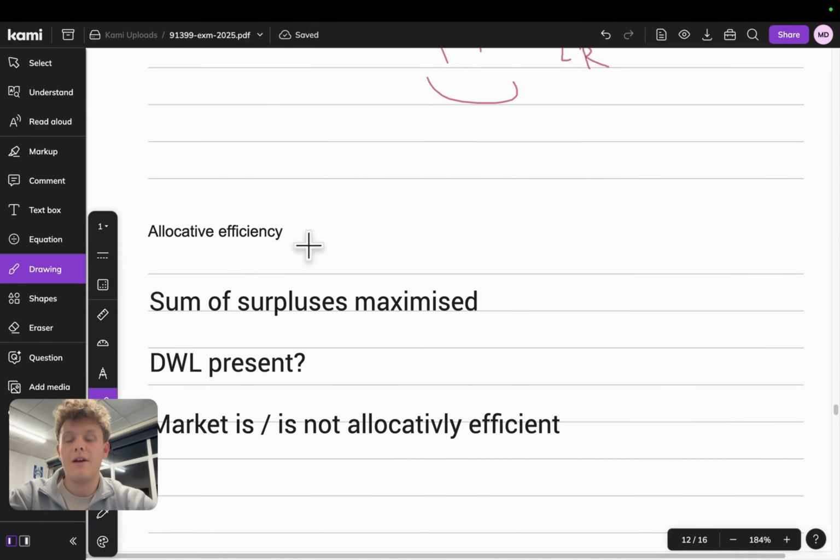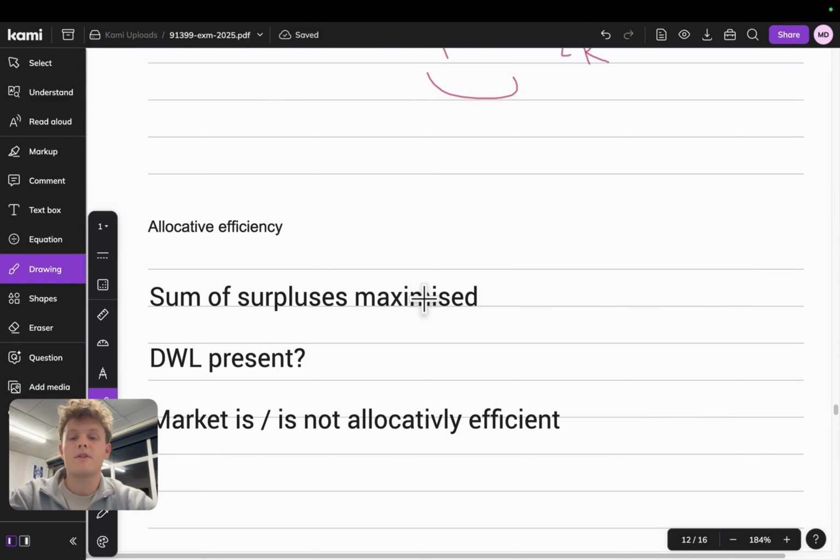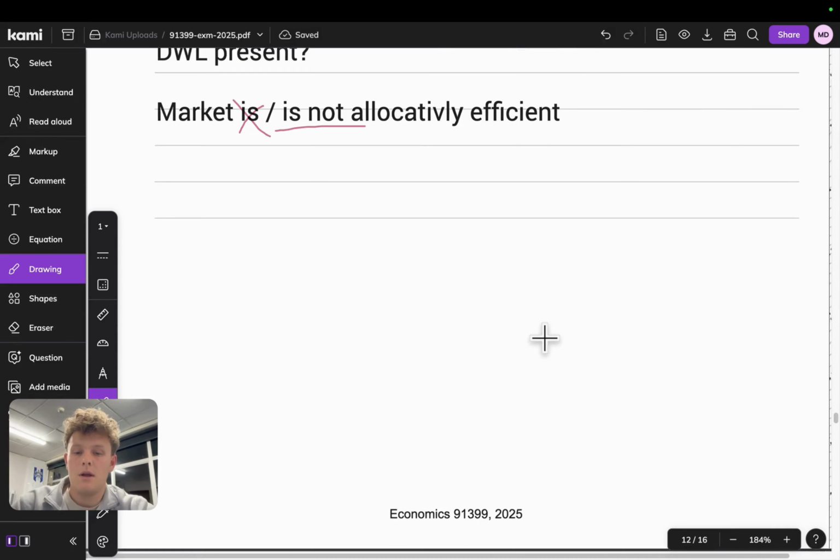The last one, allocative efficiency. The sum of the surpluses is not maximised. The deadweight loss is present, and so the market therefore is not allocatively efficient because there is a deadweight loss. Some of the surplus is not maximised. The spending by the government is not transferred fully into consumer surplus or producer surplus.